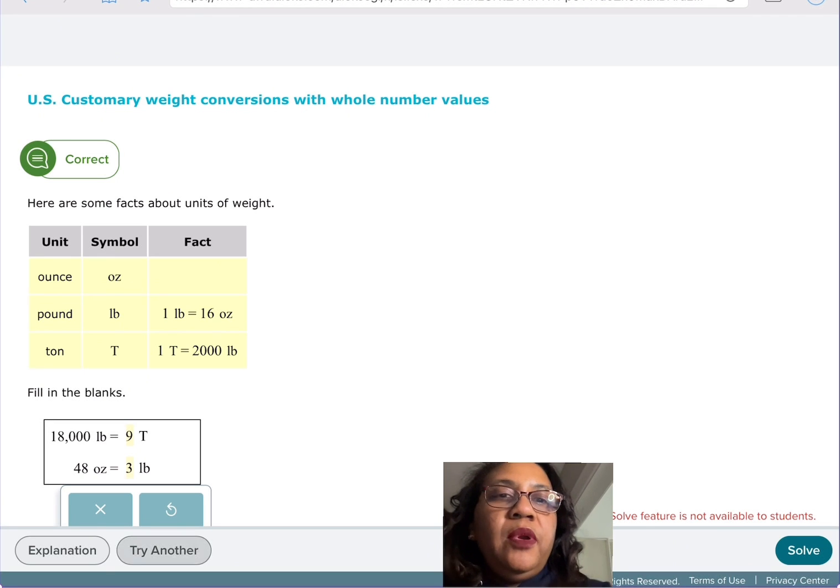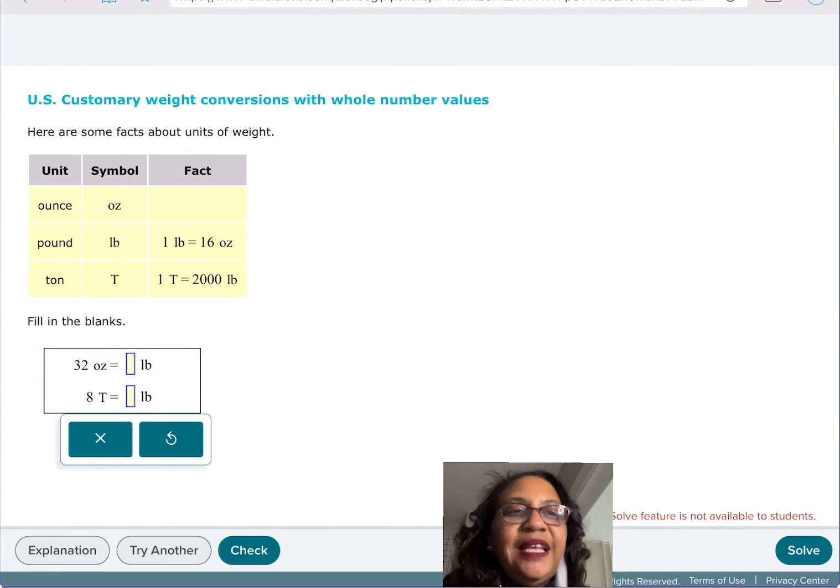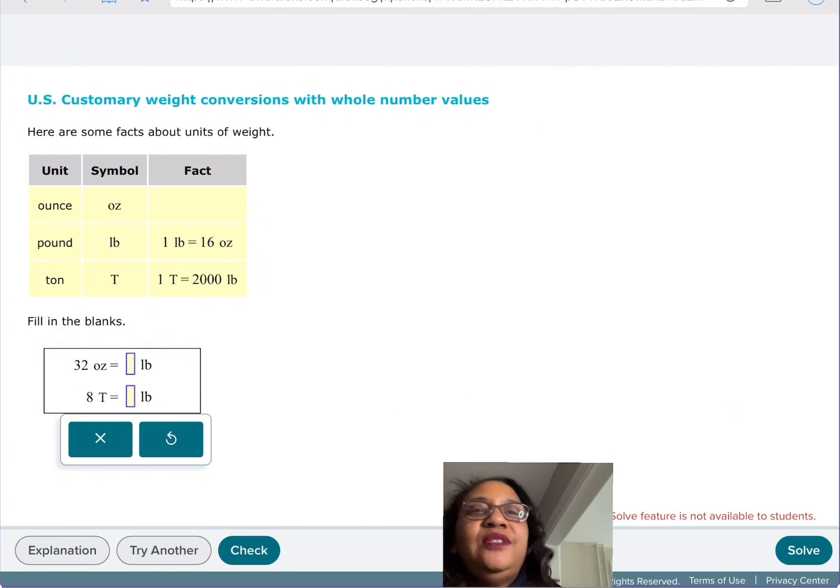All right, let's try one more. I think I said that before, but we're going to do one more because I'm having fun. So 32 ounces to pounds. So 32, I don't need the calculator. So 32 divided by 16 is 2.